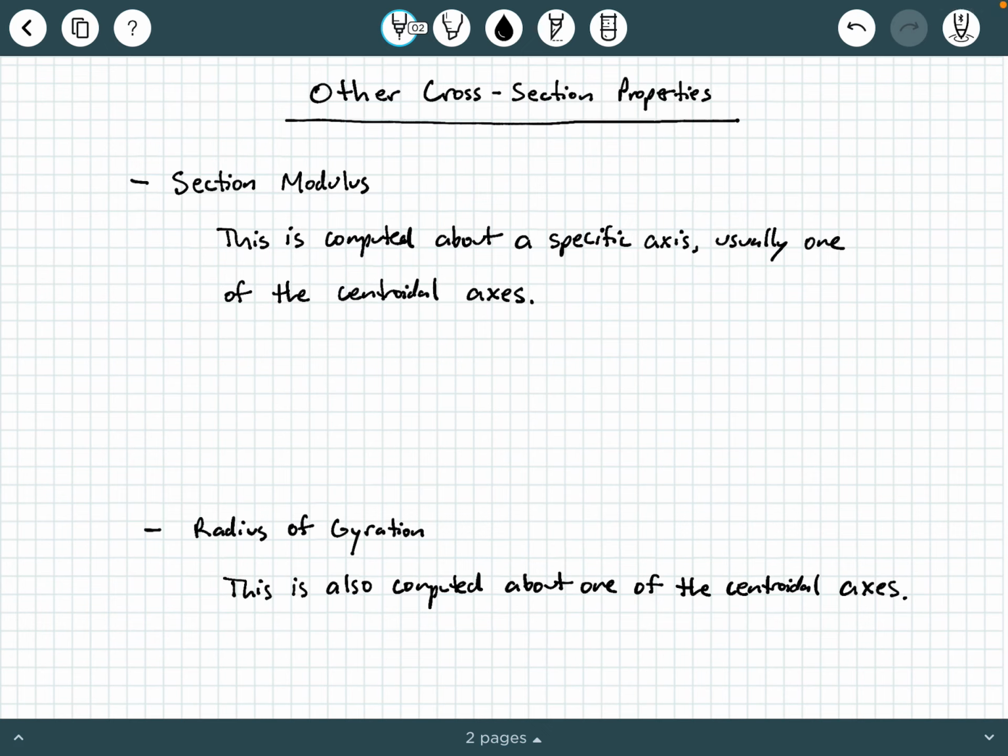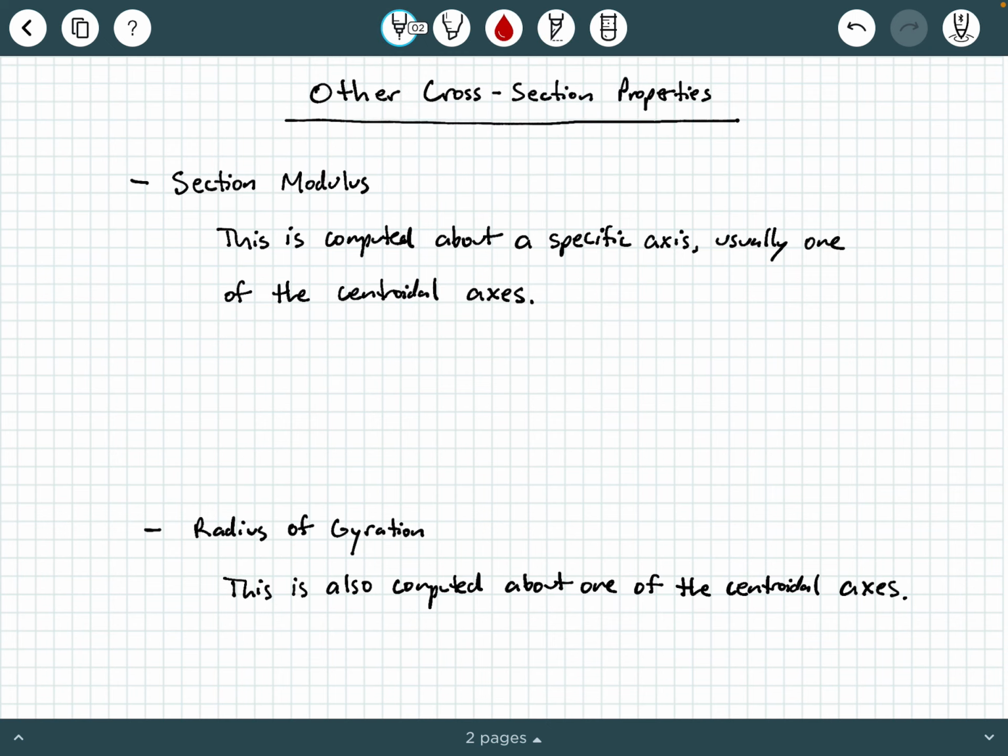Hey everybody, Dr. A here, and in this video we're going to be providing some quick background information on other cross-section properties that are relevant to us in both our studies of statics and mechanics of materials. So one of those cross-section properties that we encounter in addition to centroid and moment of inertia is what we call section modulus. Now this is typically computed about a specific axis, usually one of the centroidal axes.